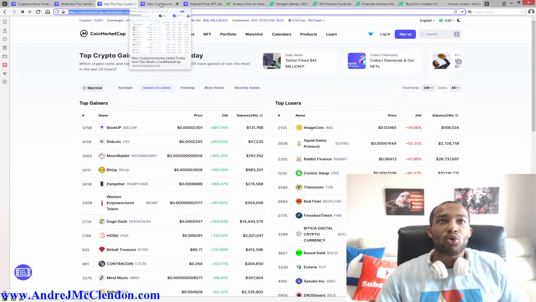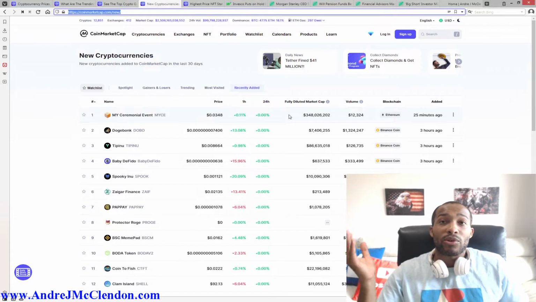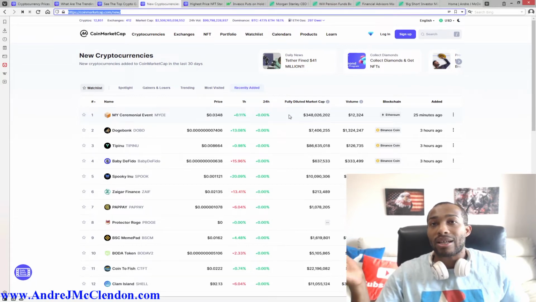Well, let's check out some of the new cryptocurrencies coming out, guys. We got new ceremonial event. We got Doge Bank tipping new. Baby DeFido. We got Spooky Inu. And we got Zigar Finance. So here's some of the new cryptocurrency outs. Maybe if you guys think about getting into it early. If you are, drop a comment below. Tell me what you guys think about these.